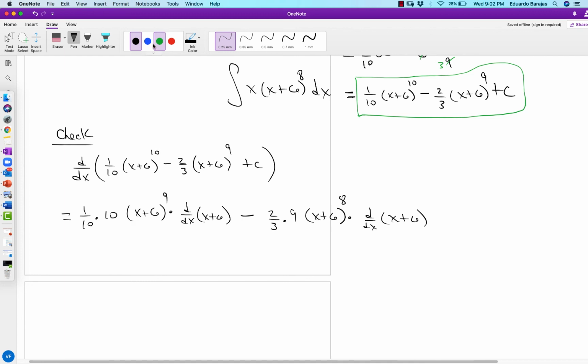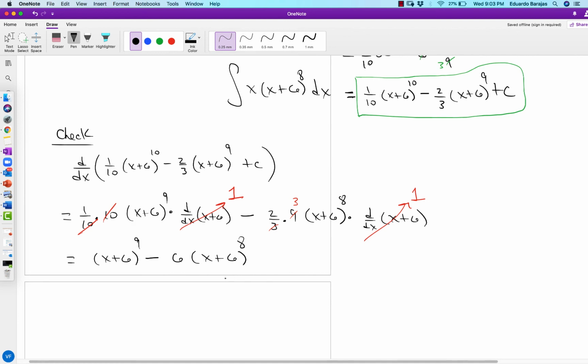Okay, so now we can reduce a bunch of things. Here, of course, the 10s will cancel. And 3 goes into 9 3 times, so we'll have a minus 6 there. And, of course, the derivative with respect to x of x plus 6 is just going to be 1. And same as over here, this is just going to be 1. So let's see what we have. This is going to be (x plus 6) to the power of 9 times 1 minus 6 (x plus 6) to the power of 8.